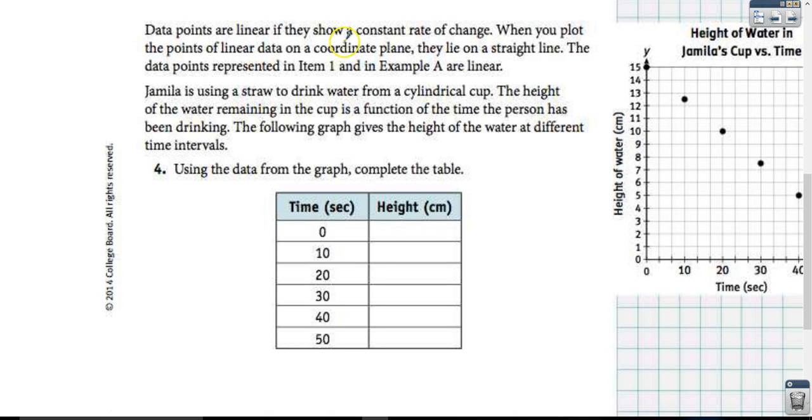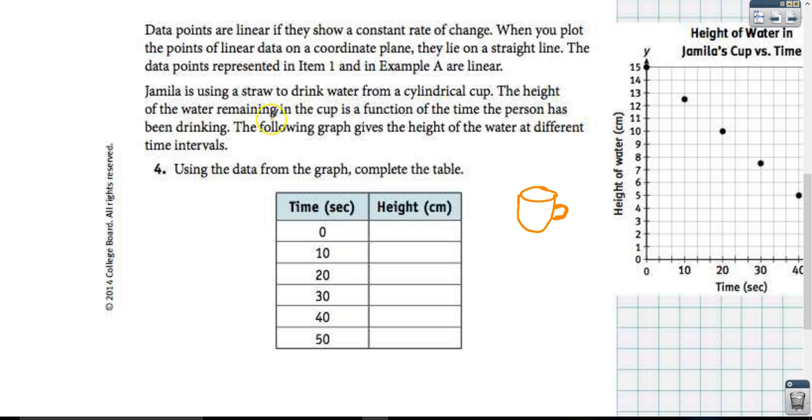So data points are linear if they show a constant rate of change. When you plot the points of the linear data on a coordinate plane, they lie on a straight line. The data points in example A are linear. Jamila is using a straw to drink water from a cylindrical cup. By the way, a cylindrical cup just means a normal cup. I don't know why they put cylindrical on there. So like a little cup. That's a mug, but still works.